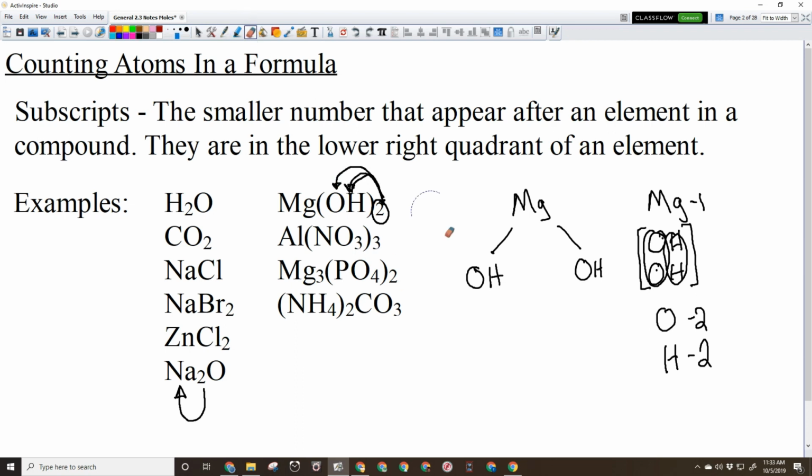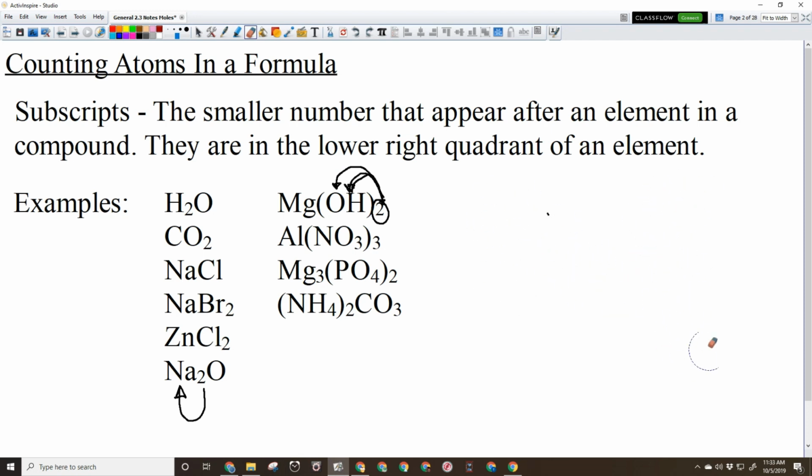Okay? So let's try Al(NO3)3. On the aluminum, of course, we just have 1 because we see that there's no subscript there, so that means 1. But we have 3 NO3s. So this NO3, if we just look at NO3, that's 3 oxygens bonded to a nitrogen, NO3. But we have 3 of those.